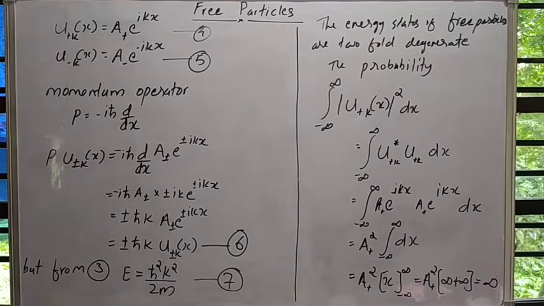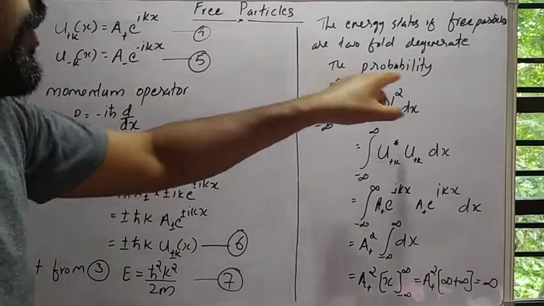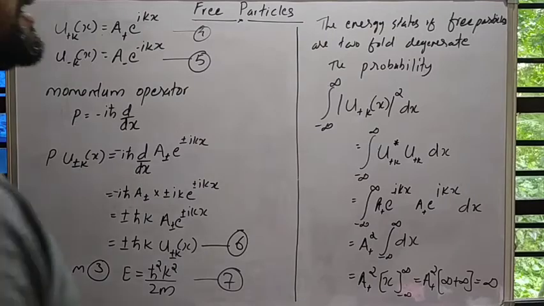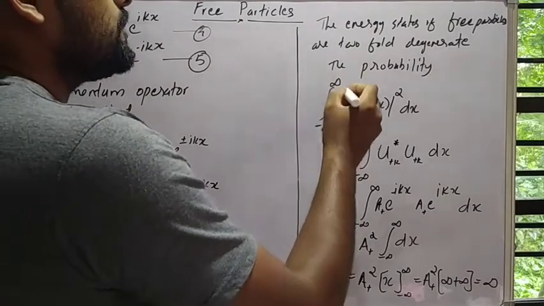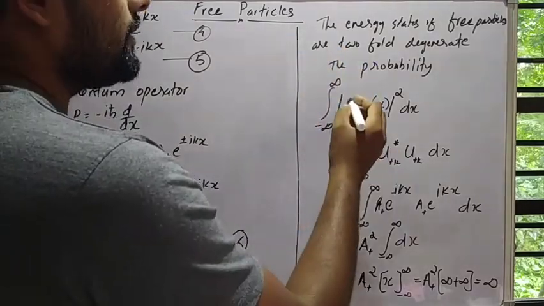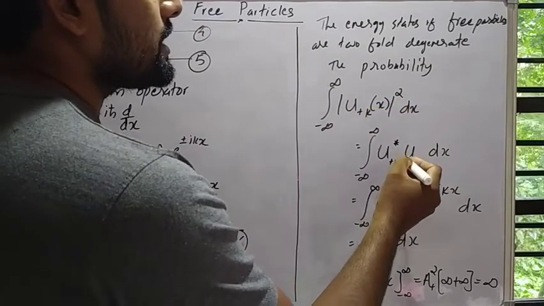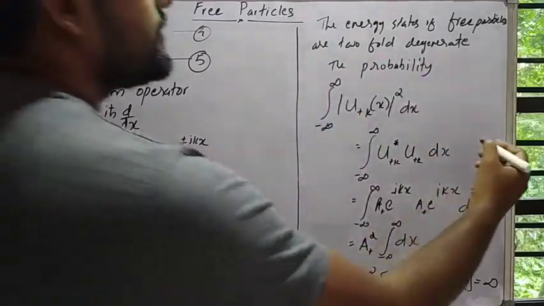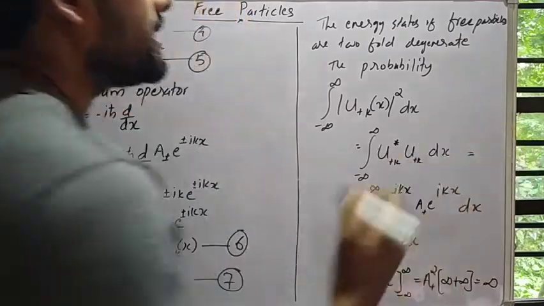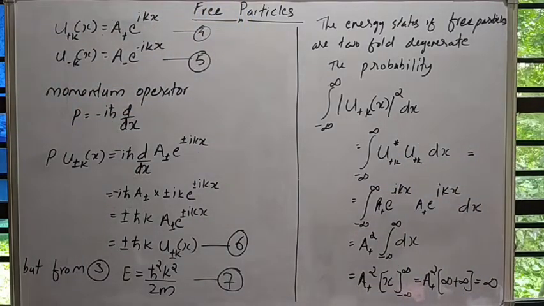Okay, and let's find out the probability. Let's discuss the probability interpretation. That means the integral from minus infinity to plus infinity of u star u dx, and we should get this as a finite value. The probability should be a finite value.